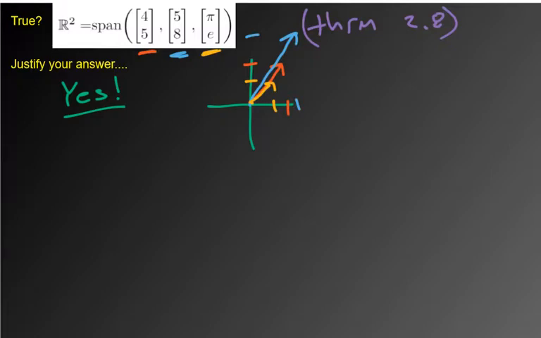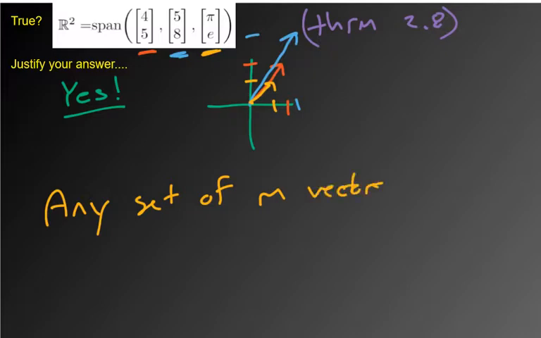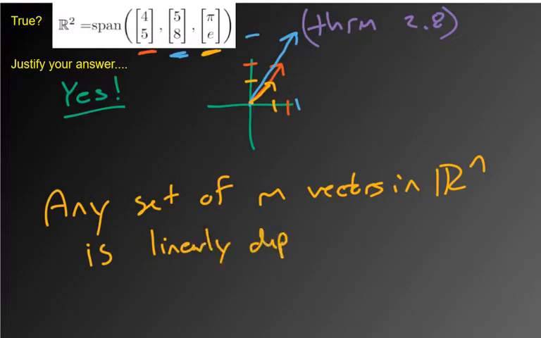So the theorem in the book says, it's a really short one so I can write it, any set of m vectors in Rn is linearly, how do I spell this word? Linearly dependent if m is bigger than n.